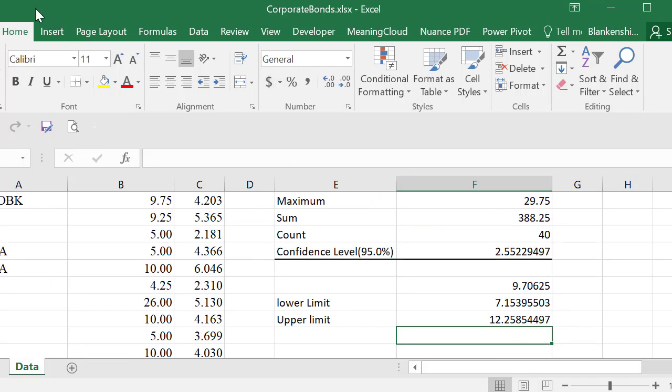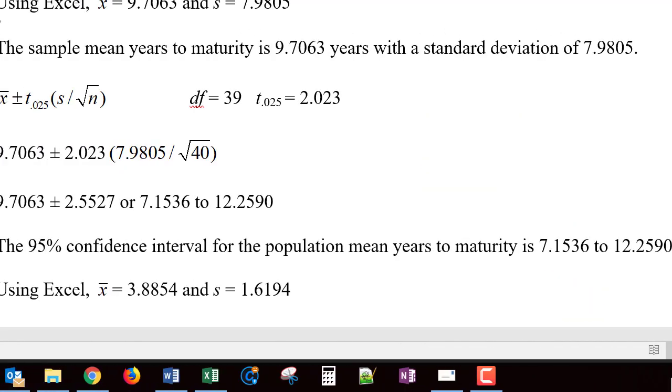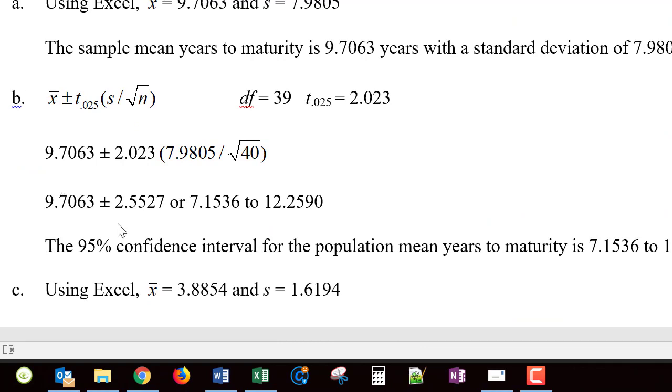So if we come back over here, we can see that the solution here is you can actually work it out. You could take your standard deviation divided by the square root of n and multiply it by t.025, and you would come out with the same numbers that I just generated on the screen.